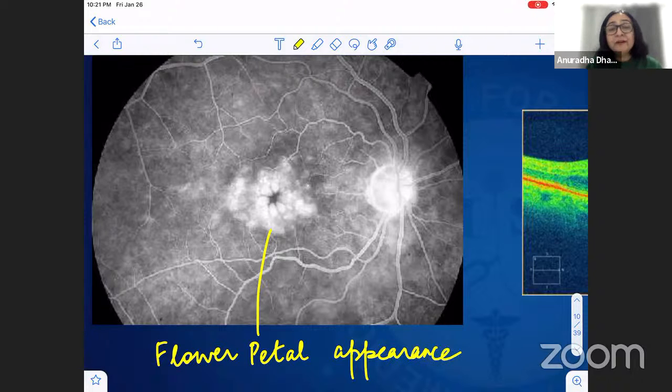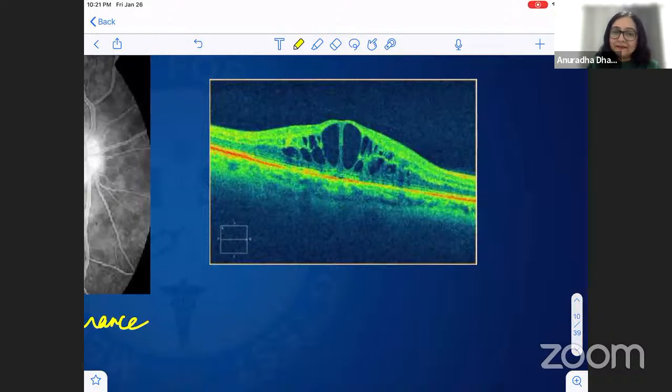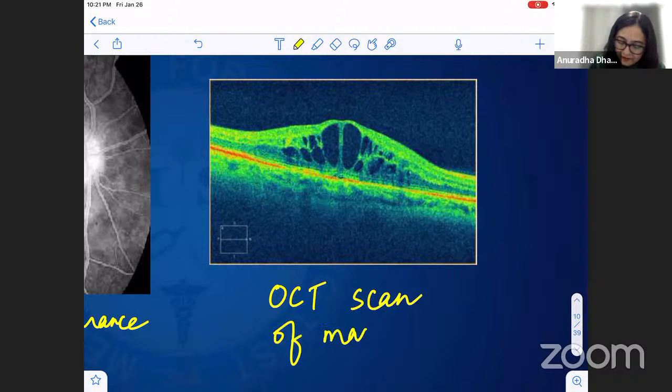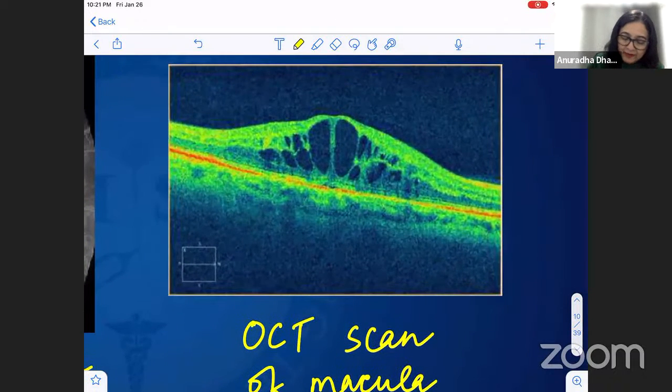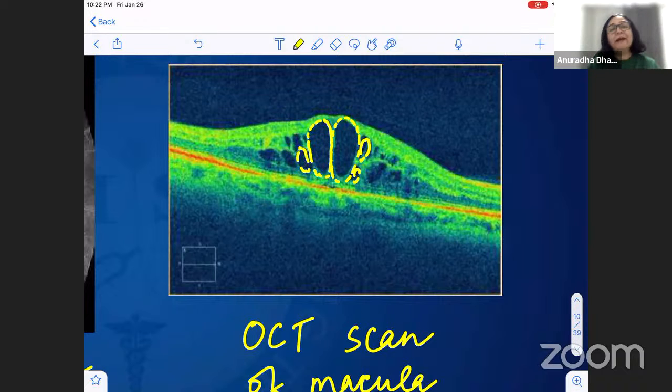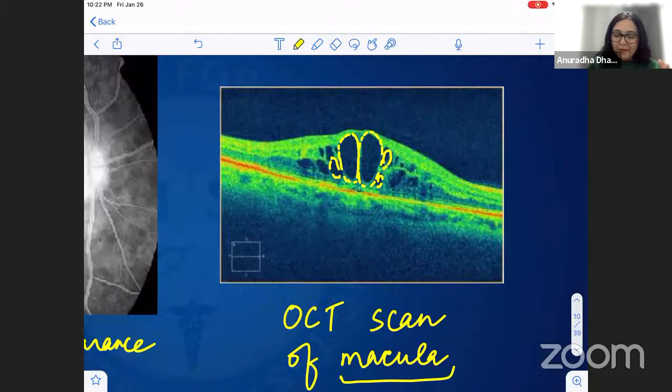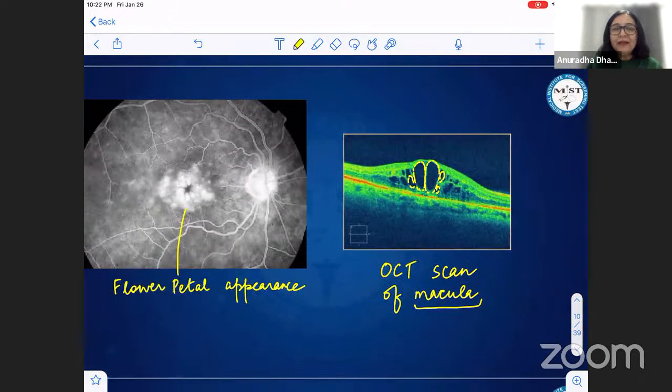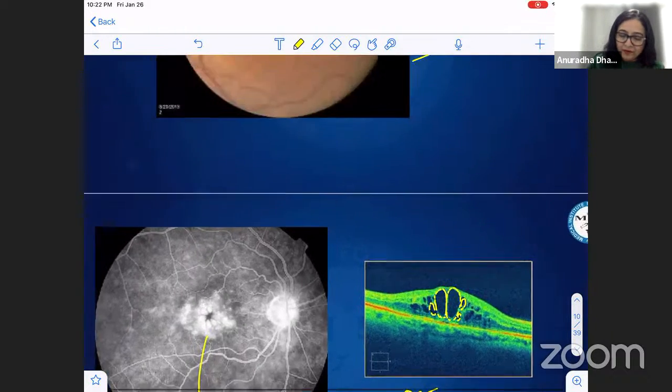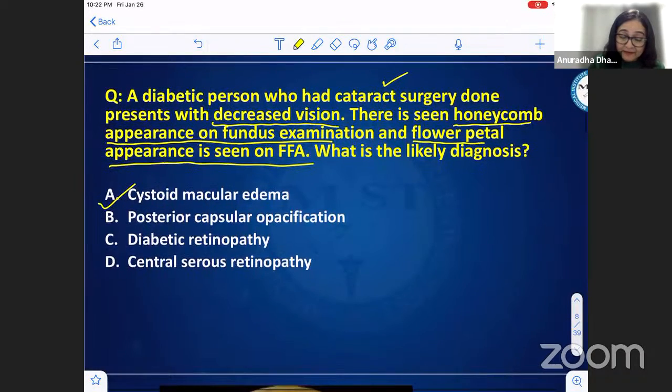And if I would like to share the OCT scan of this patient with you, it will look something like this. The optical coherence tomography scan of the macula of a patient who has cystoid macular edema will look something like this. Here you can clearly notice how these cystic spaces have formed, which were leading to the honeycomb appearance and the flower petal leakage. Okay, so remember these things for future reference also. All these point toward the diagnosis of cystoid macular edema, which was our right answer here.